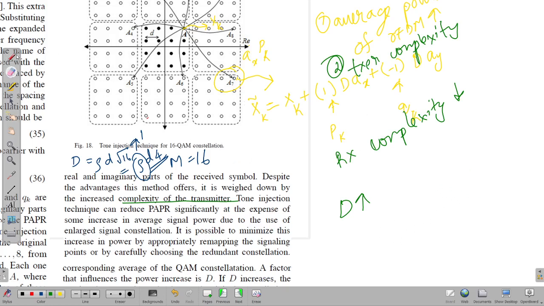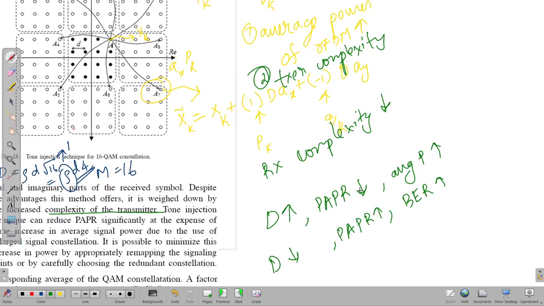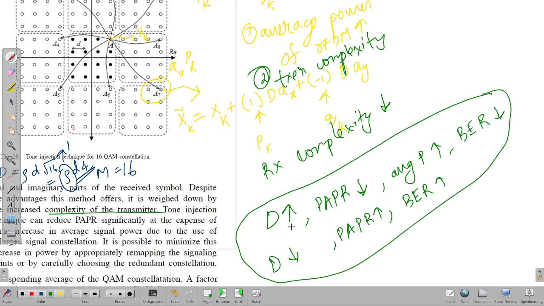So let me write that here. If D increases, then PAPR reduces, more flexibility is possible, but then the average power will increase. And if D decreases, then PAPR increases, and the bit error rate will increase. When D increases, if the PAPR reduces, then definitely the bit error rate will reduce. So you cannot increase D beyond a point, and you cannot decrease D beyond a point.